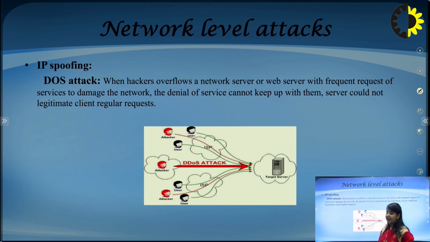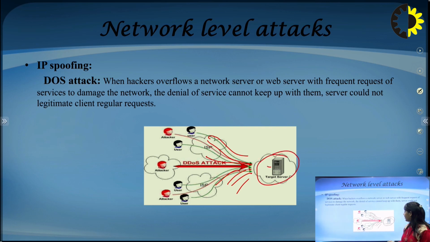Next is IP spoofing. Every system, every laptop has its own IP address, a unique name, and in a DOS attack, the hacker overflows the network server or web server with frequent requests for services to damage the network. So we have different requests here from different ISPs, internet service providers, and these requests will overload this target server, and we need to protect this target server from the denial of service attack.